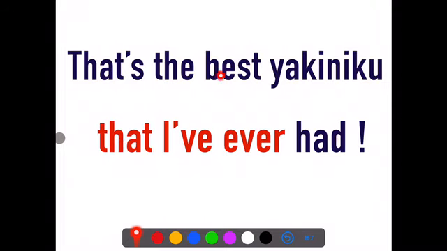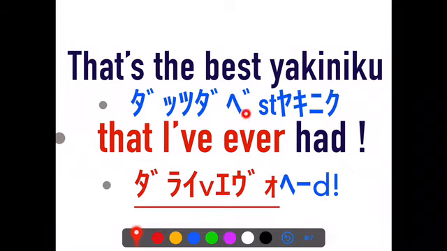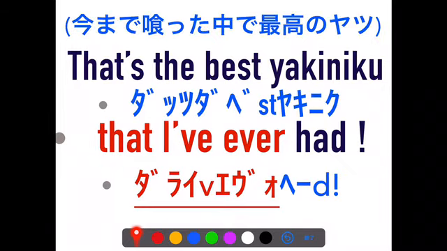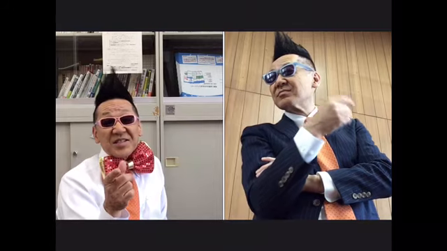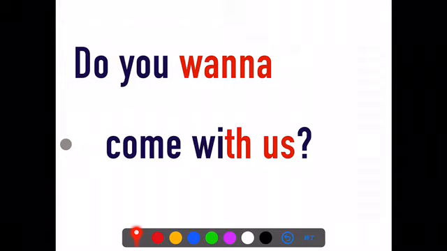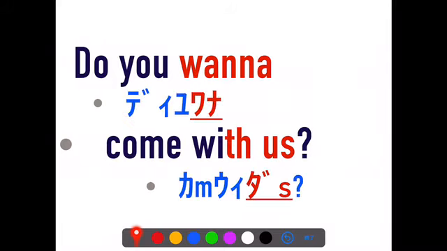That's the best 焼肉 that I've ever had. 今まで食った中で最高の焼肉やね。 That's right. Do you want to come with us? Do you wanna, is want to come with us? Do you wanna come with us?